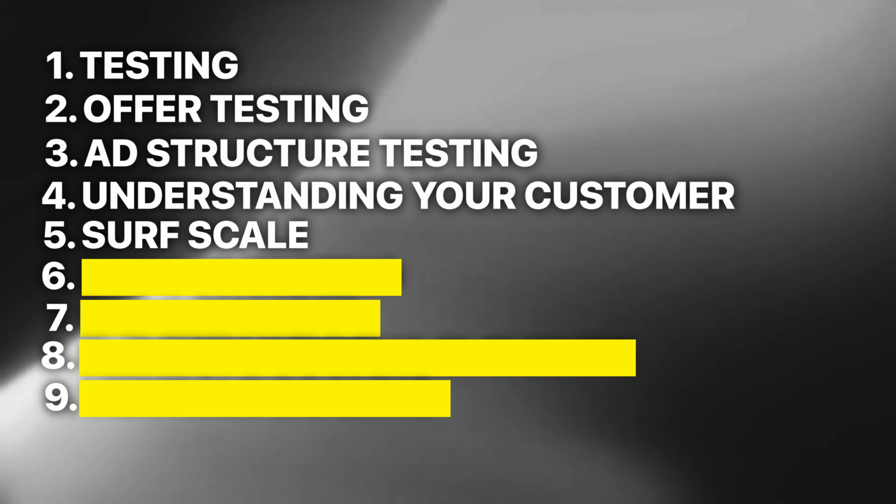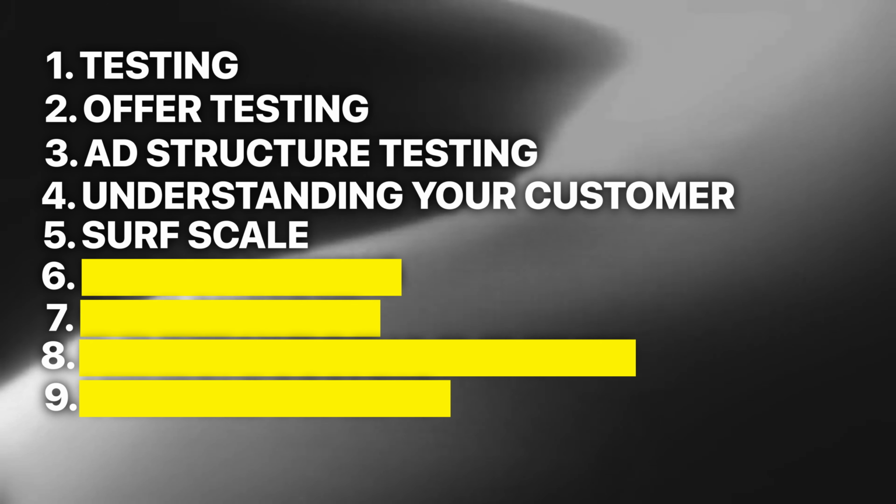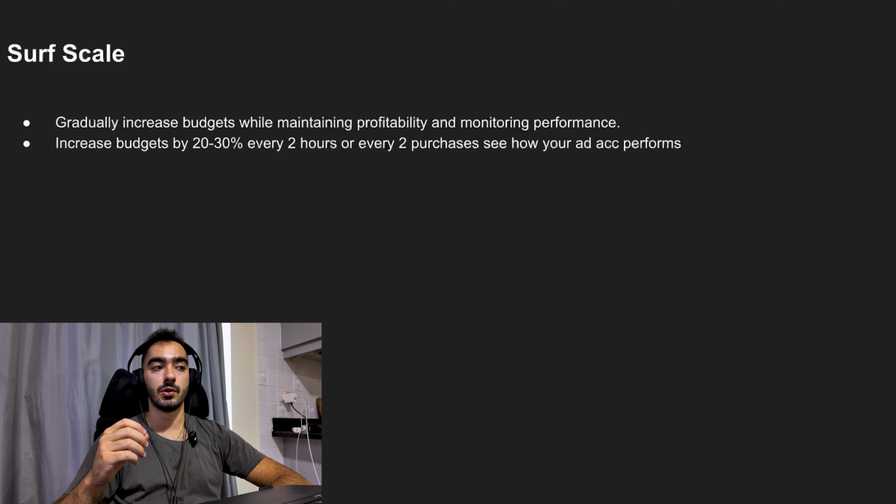So surf scale. This is what I do personally, right? Let's say a campaign is doing very good on the day. I gradually increase the budgets and I maintain profitability while monitoring performance. I increase the budget 20% every 2 hours or every 2 purchases. And what I do is I see how the ad account performs. If the ad account performs well, I keep increasing it until I see a dip in the performance. And then I usually set a threshold there.